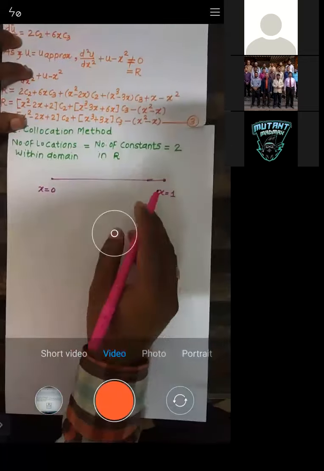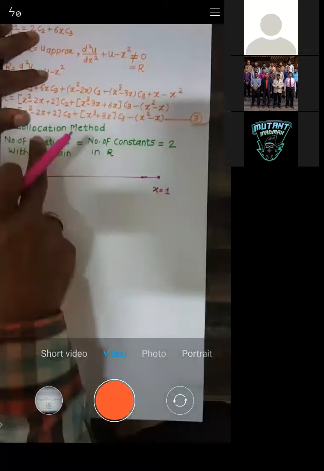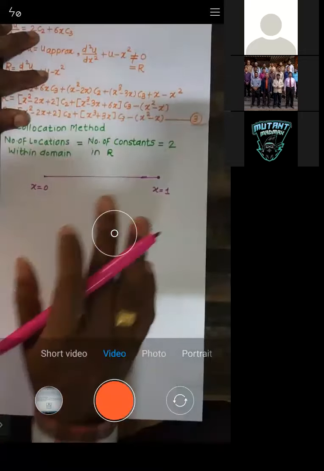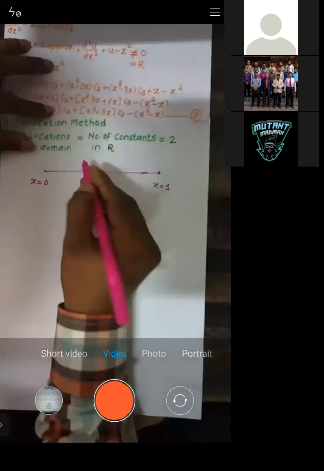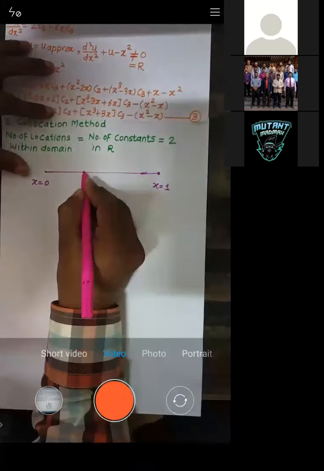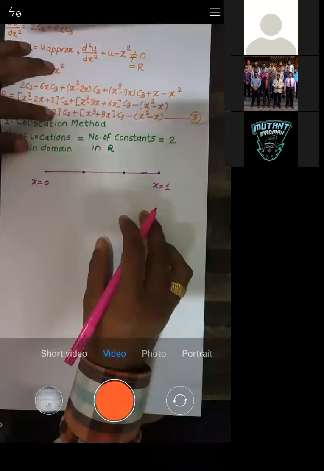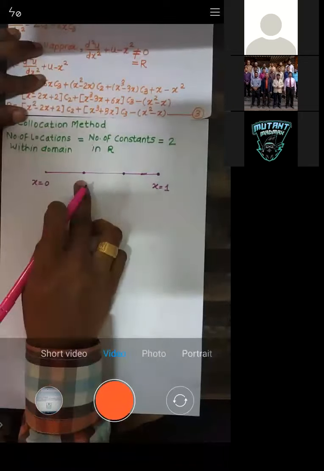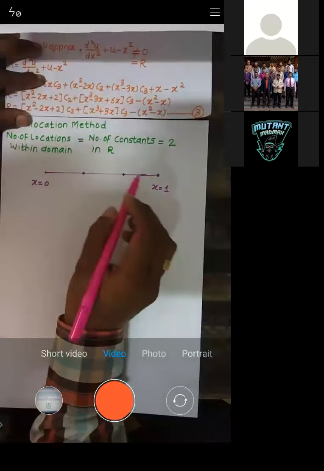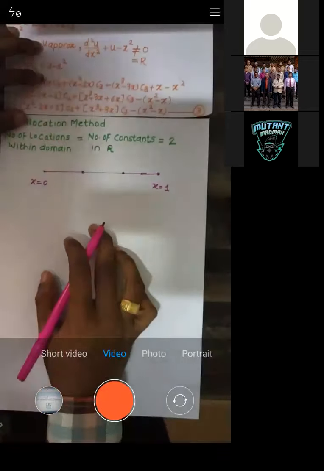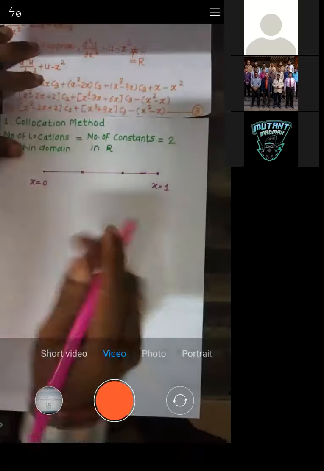Now try to understand, between 0 to 1, how many locations will I take? Location is a different thing. Within 0 to 1, I need to take two locations. So let's say I have taken these two locations. When you take two locations, you are getting three parts. So what is the size of every part?